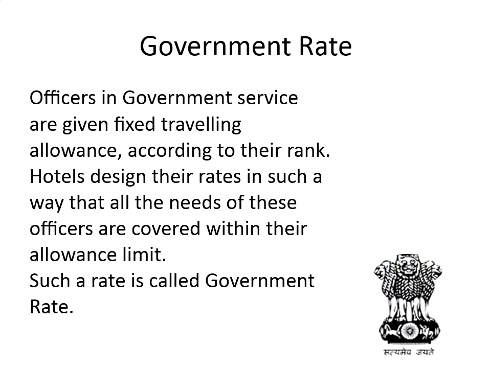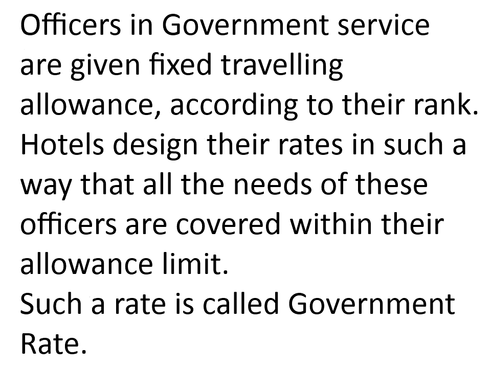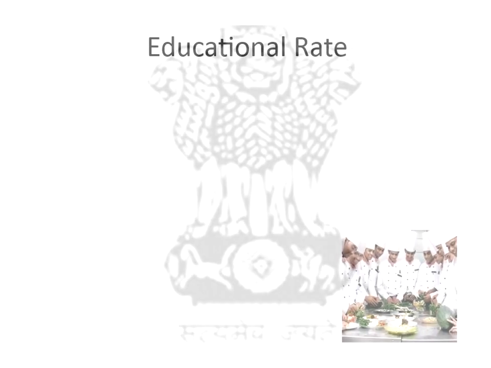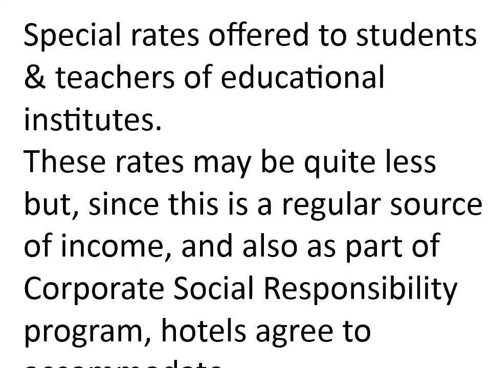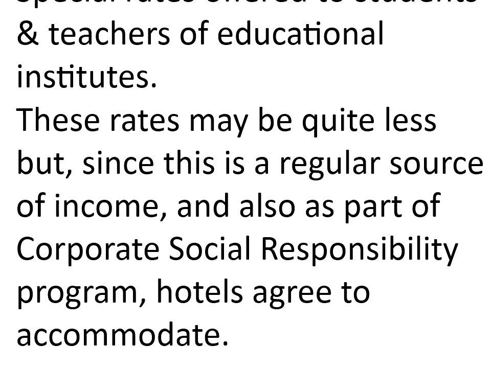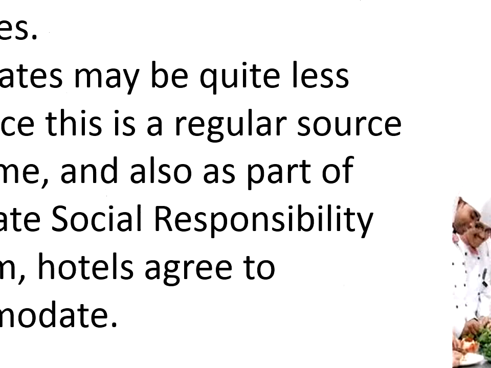Government rate. Officers in government service are given a fixed traveling allowance according to their rank. Hotels design their rates in such a way that all the needs of these officers are covered within their allowance limit. Such a rate is called government rate. Educational rate. Special rates offered to students and teachers of educational institutes. These rates may be quite low, but since this is a regular source of income, and also as part of corporate social responsibility programs, hotels agree to accommodate.